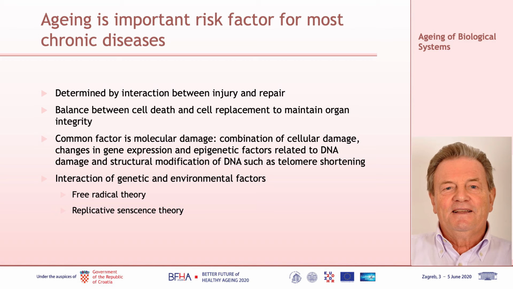Telomeres have TTAGGG repeats at the end of the chromosomes, and with each cell division, they lose these ends so that the chromosomes cannot replicate anymore when the TTAGGG is consumed. And aging is considered to be an interaction of genetic and environmental factors. And two main theories are the free radical theory and the replicative senescence theory. Next slide.